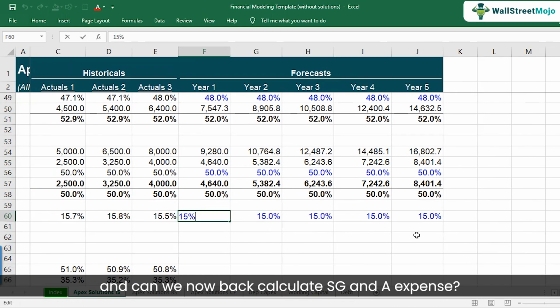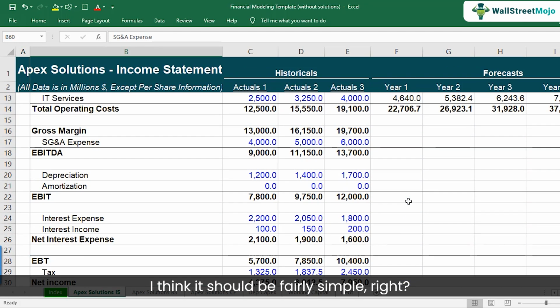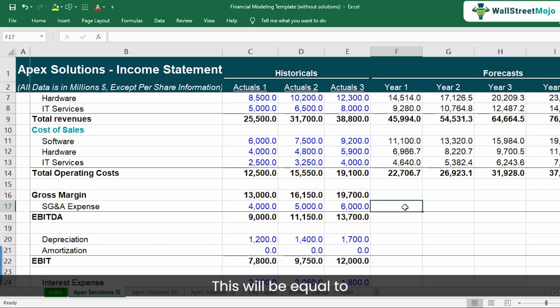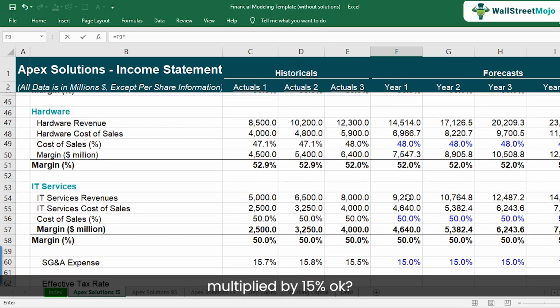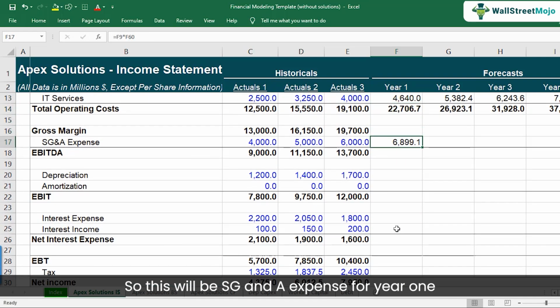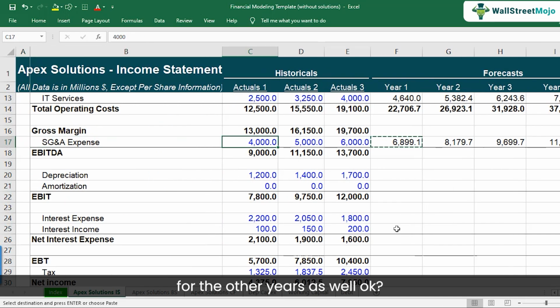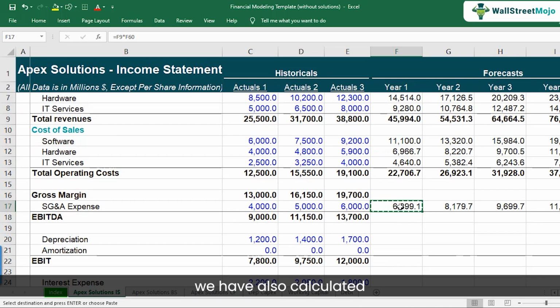And can we now back calculate SG&A expense? I think it should be fairly simple, right? So let's do that. This will be equal to total revenues multiplied by 15%. Okay, so this will be SG&A expense for year 1, and we can copy and paste it for the other years as well. Okay, so with that, we have also calculated the SG&A expense, right?